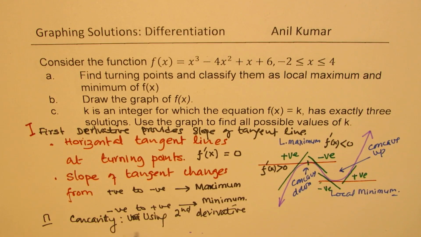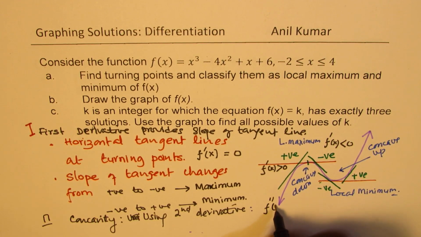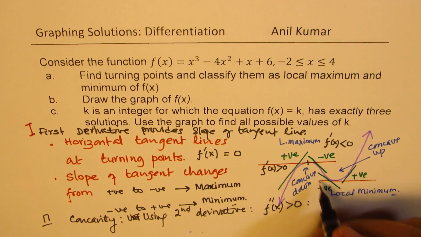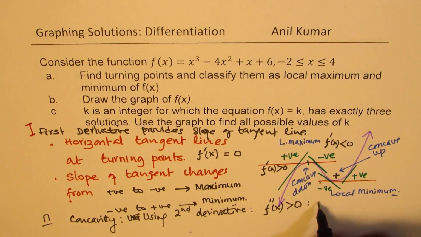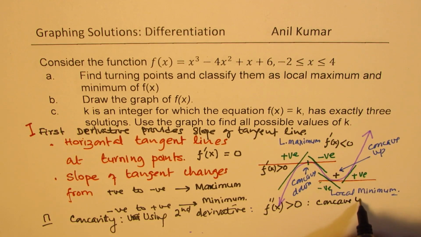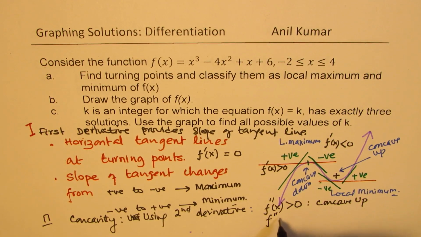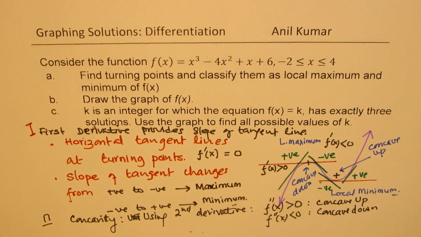So concavity is decided using second derivative, right? So the second derivative, which is also written as f double dash x, if it is greater than 0, then the graph is concave up. Let me write plus here, right? Then it is concave up. And if the second derivative is less than 0, then it is concave down in this portion. Do you understand? Negative, let me write.